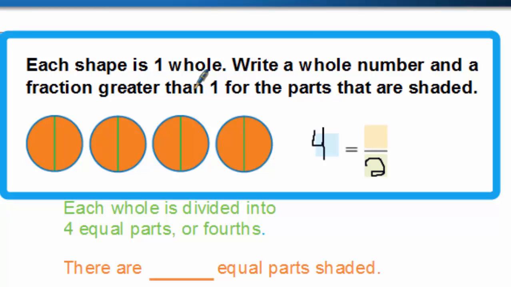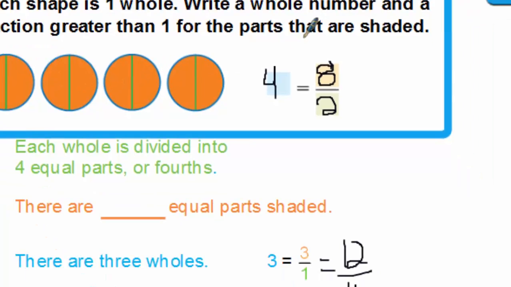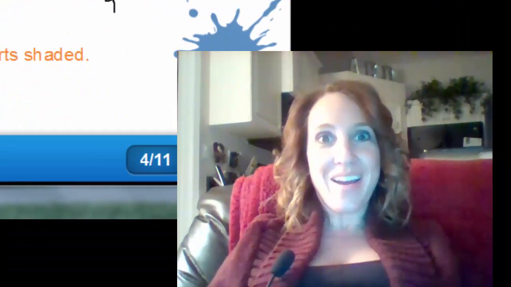I couldn't quite hear you. Oh, good. There are 8 halves. So 4 wholes equals or is the same as 8 halves. You can see in this picture there are 4 wholes and there are 8, 1, 2, 3, 4, 5, 6, 7, 8 half pieces. Great job today, guys.